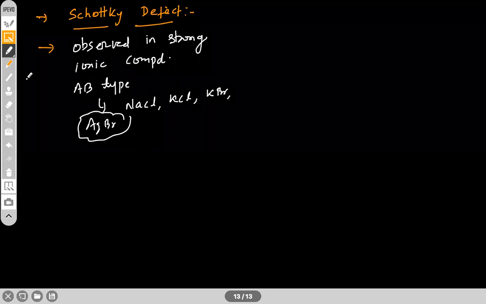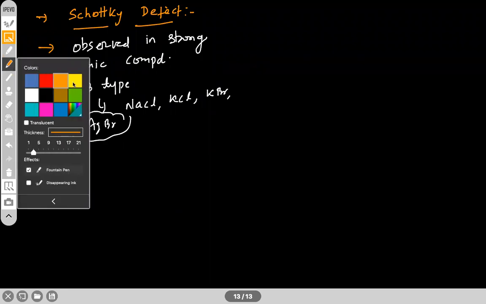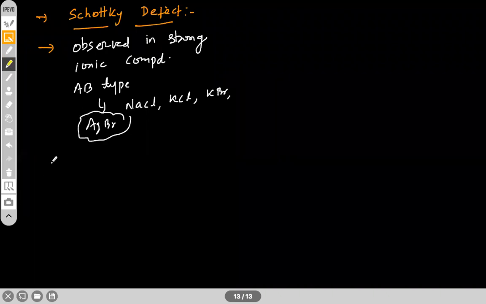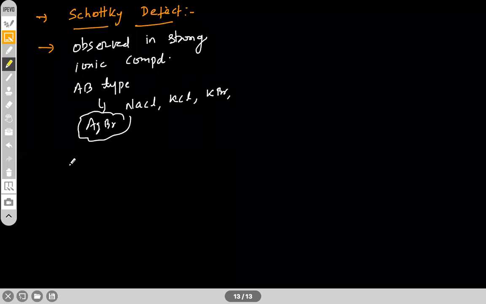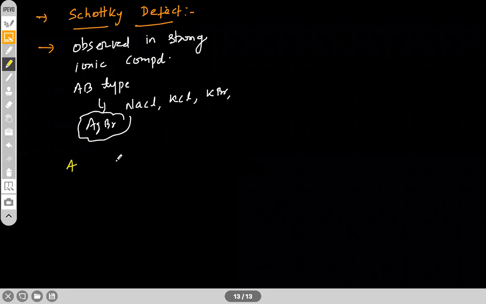Okay, so now this type of defect, you see what happens. Suppose we have a crystal in which different atoms are present, and if I draw this structure as this, suppose we have A, B, just a second.